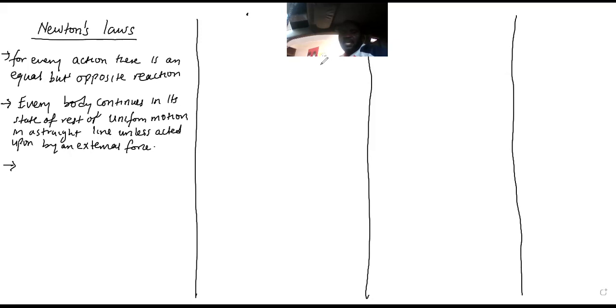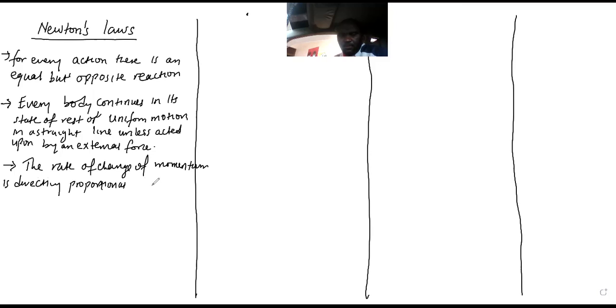Yes. The rate of change in momentum is directly proportional to the force applied and takes place in the direction of the force.